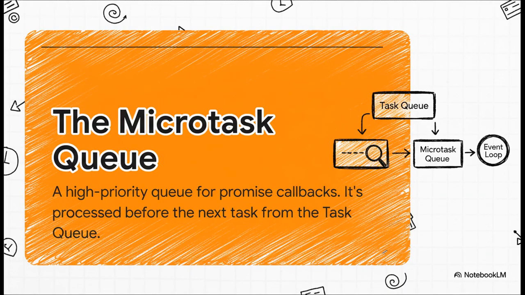Okay, now stick with me here because this is a really subtle but incredibly important detail. Promises don't actually use that regular task queue we talked about. Nope, they got their own special, separate queue called the microtask queue. You should think of this as the VIP line at a club. The event loop has a very strict rule. After it finishes any task, it must check the microtask queue and process everything in it before it's allowed to even look at the regular task queue.